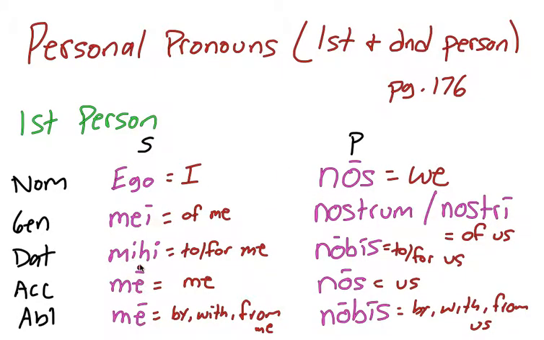Okay, so now that we've declined the first person pronoun, I'm going to give you some examples. And we've had sprinklings of these in the book before. We've had ego, and we've had mihi, and we've had me, and we've even had nos, but I don't think we've had the others. So I'm going to give you a couple of examples of those.